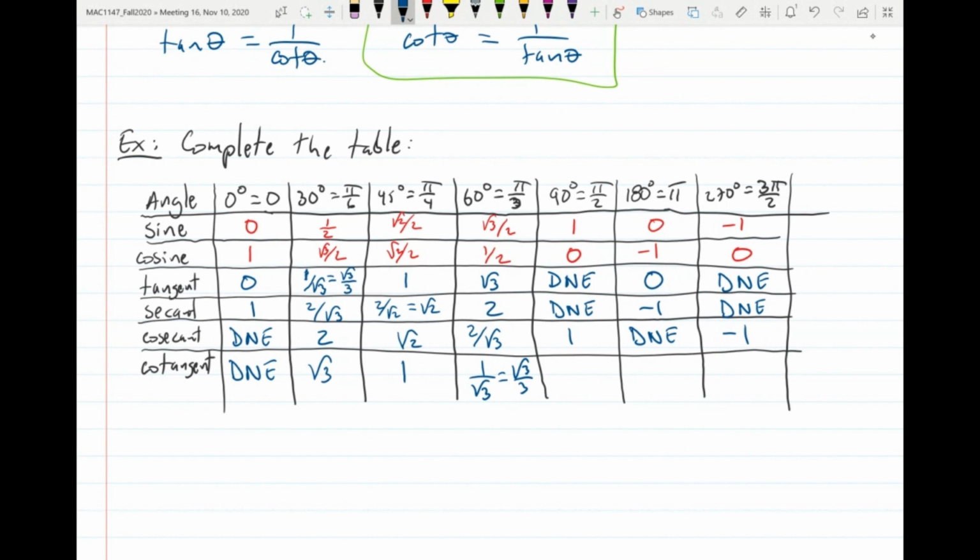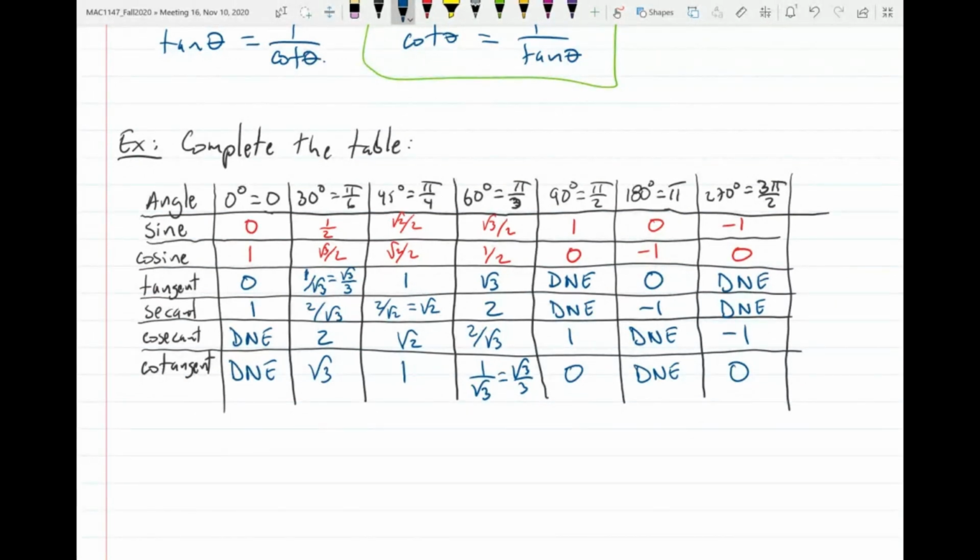Cotangent is cosine over sine, so 0 over 1, 0. Okay, now flip 0, does not exist. And then another does not exist. So we go to the other identity. Cosine over sine, 0 over -1. That's it.